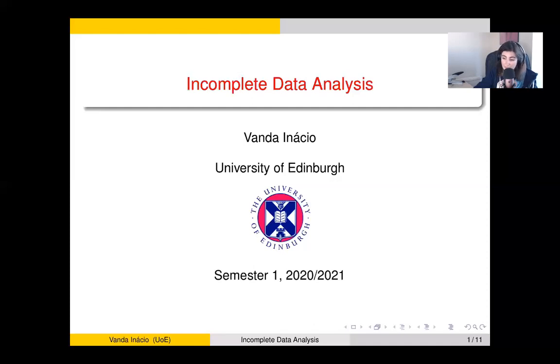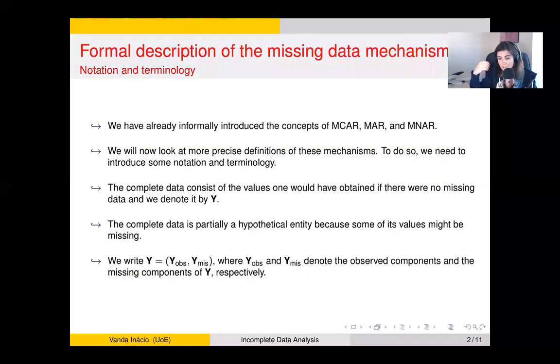And today, as I've said, I will be providing some more formal description of the missing data mechanisms that will be useful during the course. And to do so, I need to introduce some notation and terminology, and I will start with the notion of complete data that consists of the values that we would have obtained if there were no missing values, and we denote it by Y capital. And of course, the complete data is partially a hypothetical quantity because some of its values may be missing. And we further partition Y in its observed and missing components.